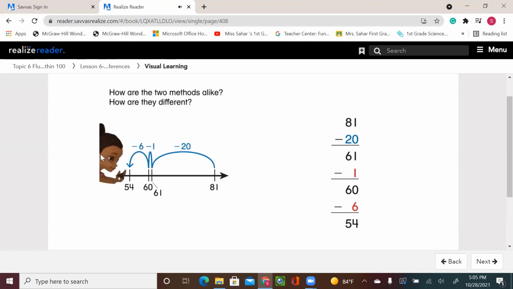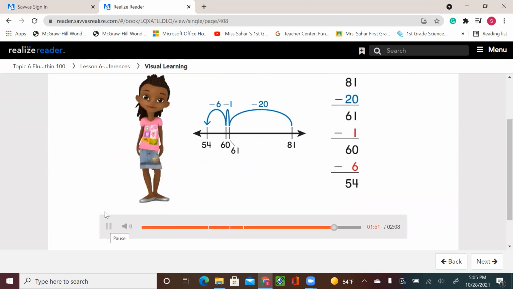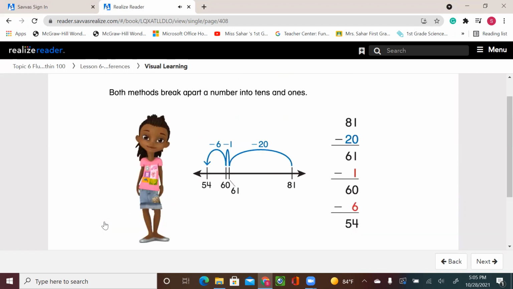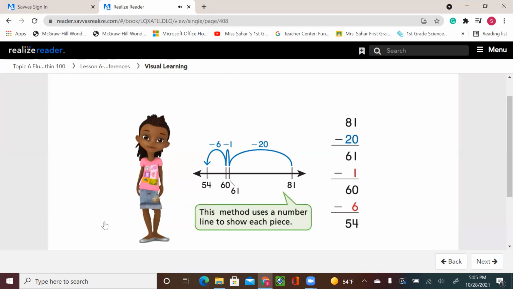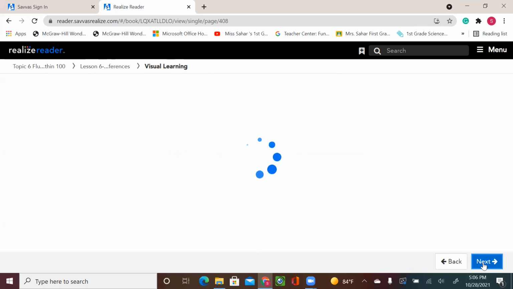How are the two methods alike? How are they different? We use different strategies, but we get the same answer. So for the first one, we use the number line and we count back. And then for the second way, we use the mental break apart, and then we use the partial differences. Both methods break apart a number into tens and ones. This method uses a number line to show each piece. This method breaks apart first, then subtracts each part. All right, so let's see our guided practice.